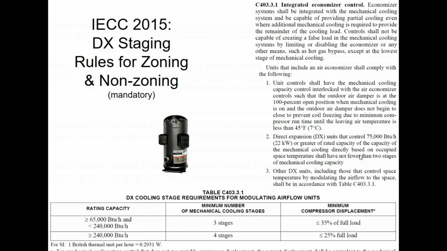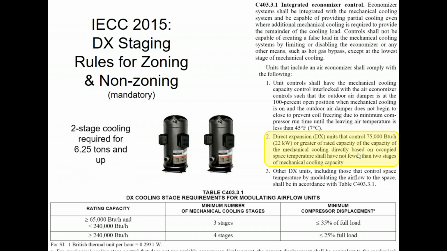Additionally, on zoning systems, remember I said we're going to come back to the integrated economizer control? This is that same language we had there, but now we're going to jump over to where it says number 2. Right? So if I have a DX system that is 75,000 BTUs of cooling or more, I am required to have 2-stage cooling for both zone systems and non-zone systems, all systems, which would include rooftops, obviously. So as soon as you get over 6 tons, you better have 2 compressors in there, or 1 compressor with 2 stages, or 1 compressor with a VFD or something like that. Right? That's pretty straightforward, nobody gets that.